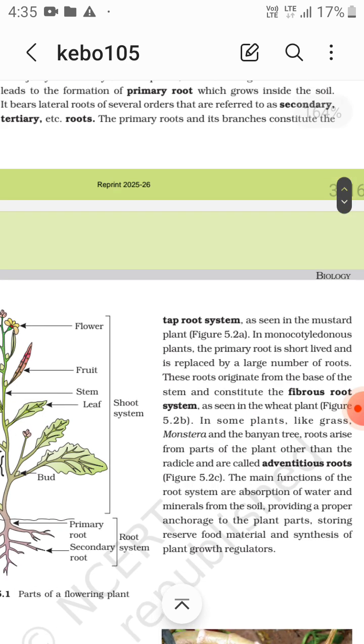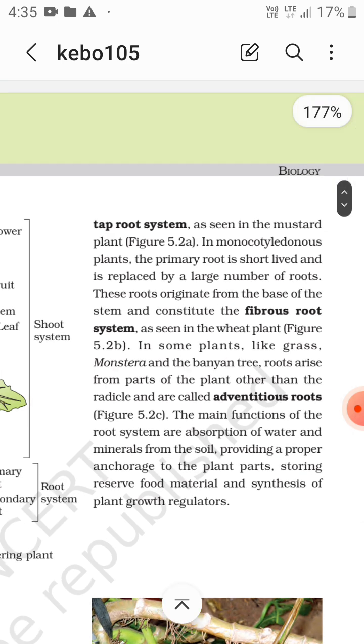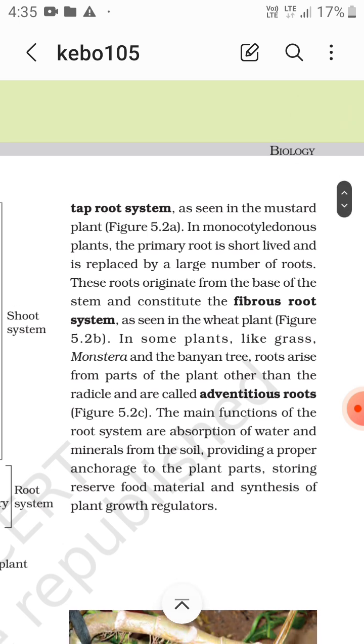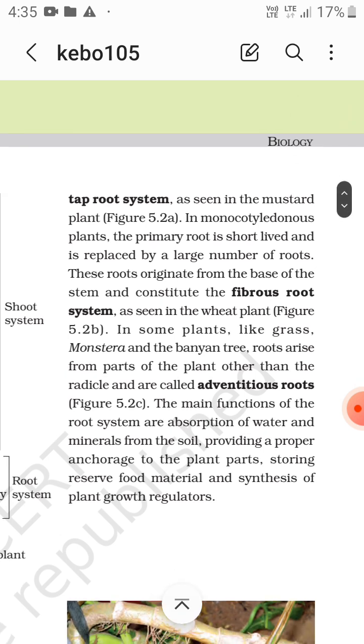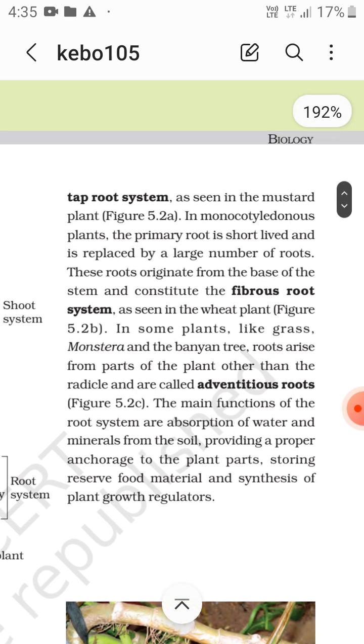In monocot plants the primary root is short-lived and is replaced by a large number of roots. These roots originate from the base of the stem and constitute the fibrous root system. They are minute fibers, all at the same place, as seen in the wheat plant. Wheat plant is a monocot.